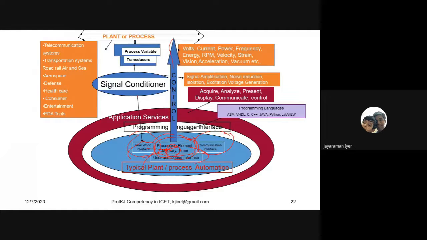I need a signal conditioner. Now, what is the software I have to write in this particular processor? Very simple. I have to acquire this real world signal into my real world interface, and process or analyze it in the processing element. Then I can present it through the local display, or communicate and send it to a remote display, or I can generate a counter signal and apply it back to the plant so that the deviated variables are brought back to the normal condition. Keep that. That is automation.